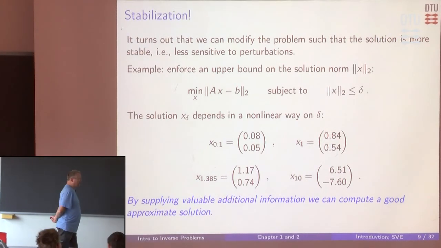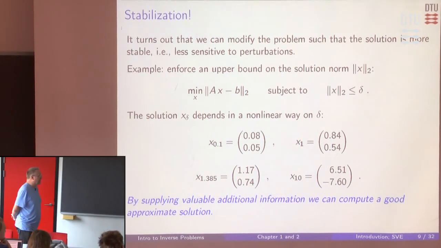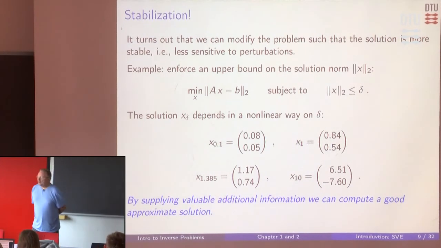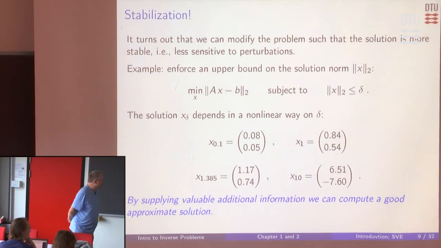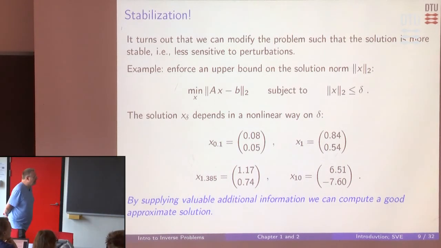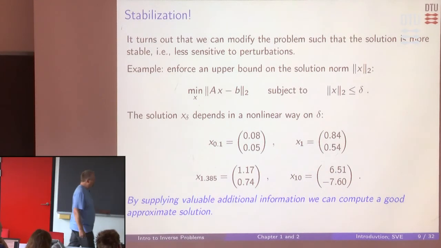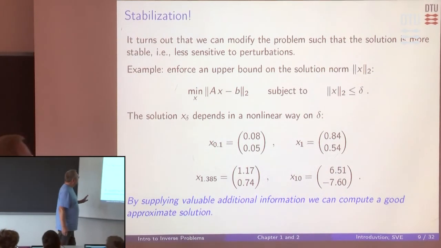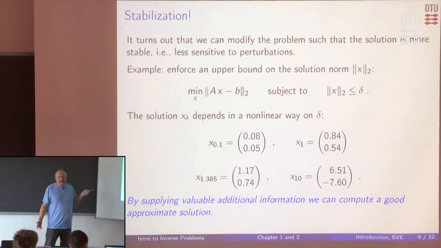But I can say this because I know what my true solution is. What this illustrates is that you need additional information somehow. You talk to the physicist or you talk to the guy in the laboratory or whatever, find some additional information on the problem you're solving, on the solution and so on, and then try to put that into the problem formulation. What happened here is that instead of solving the unconstrained least squares problem, I changed it to a constrained least squares problem.